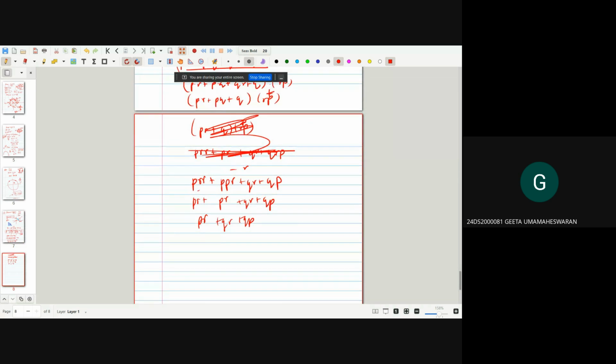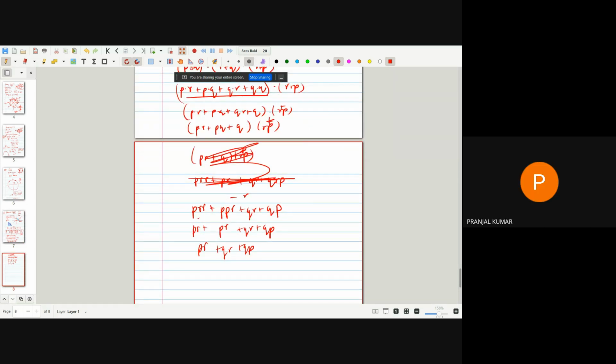So where did the PQR go? PQR? Okay, so are you asking this? Yeah, one more term, PQR. So the thing is, when you have Q plus PQ, you can take Q common: 1 plus P. Now 1 is true, and you have OR here, so it becomes 1 only, right? So I got Q for these two. Sir, can you repeat that again, sir?